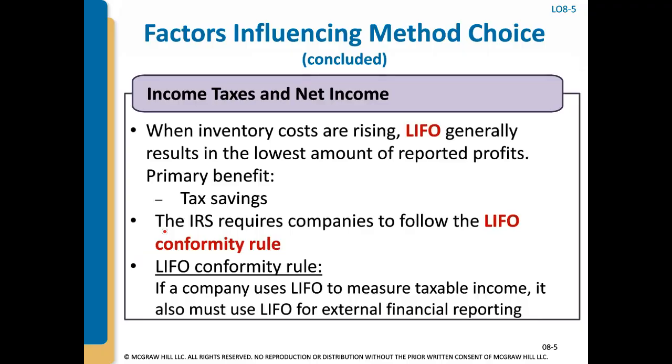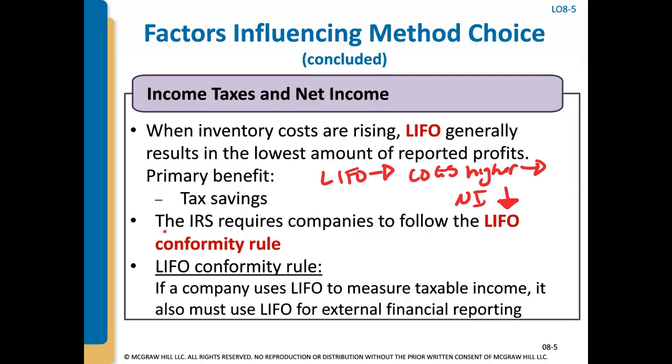So we've said before that under LIFO, in times of rising costs, your cost of goods sold will be higher, which means that your net income will be lower. And to the financial reader or the financial user, a company might not want their net income to be lower, right? Because that doesn't look so good. For tax purposes, a company does want lower net income because then they're going to pay less tax.